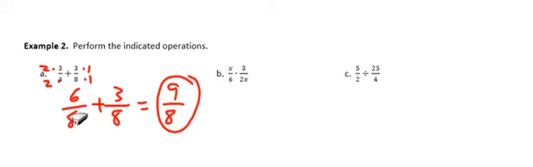In part B, we're multiplying these two. So we're going to multiply across the top. x times 3 is 3x. 6 times 2x is 12x. Don't forget, if you have the opportunity to reduce, you should do that.